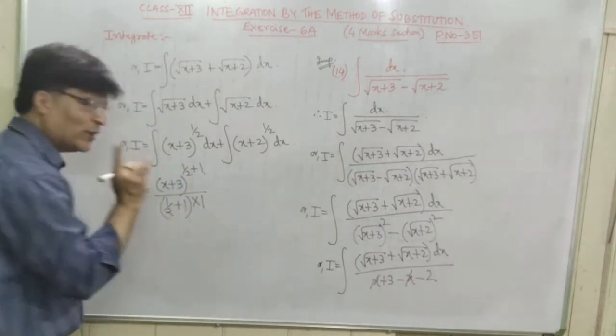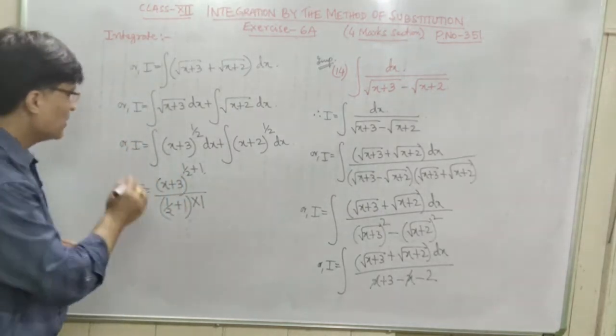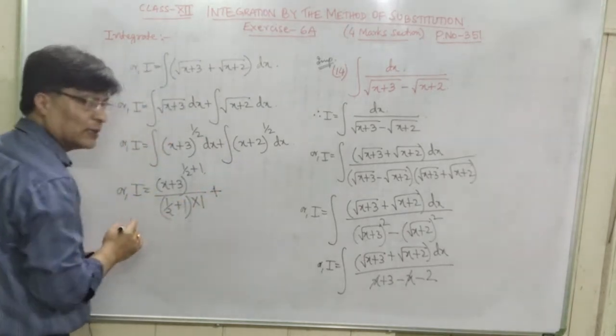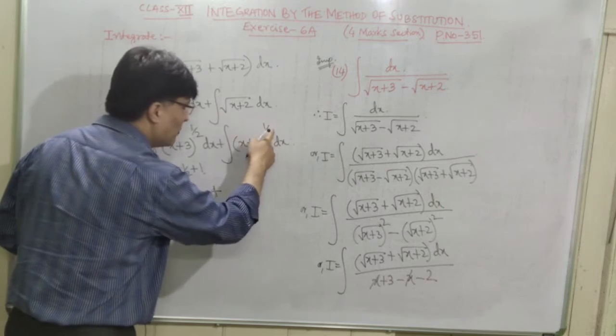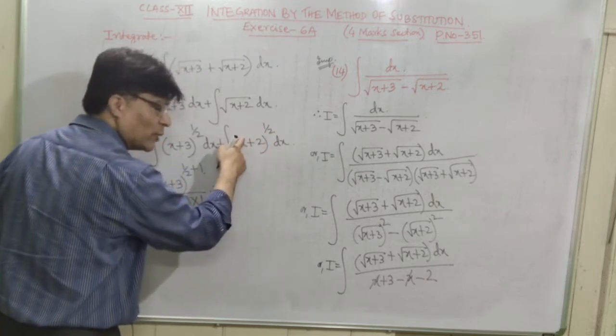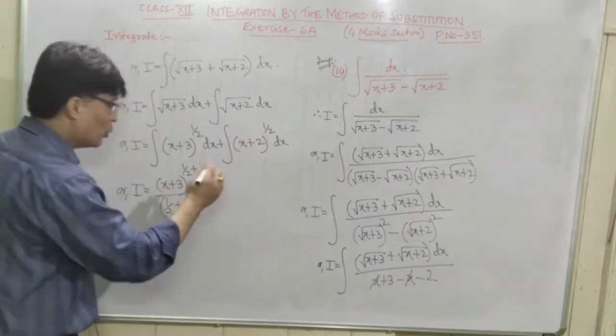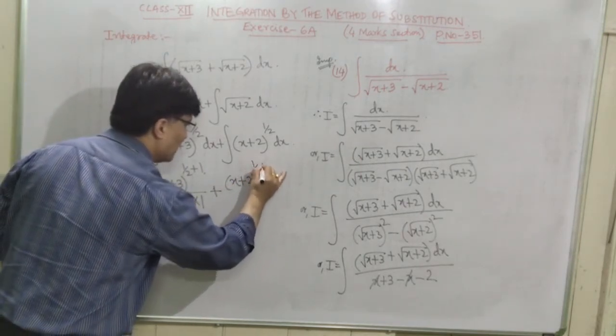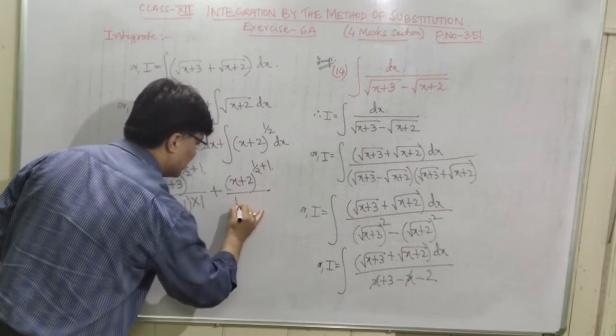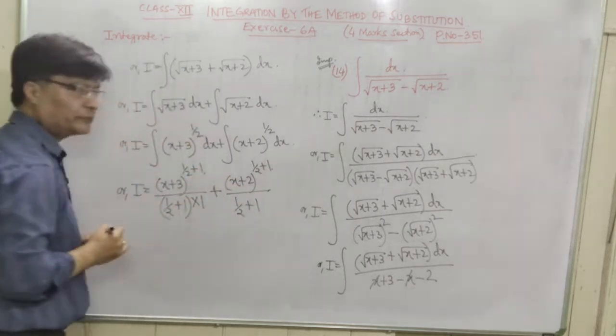Since this is 1, actually you don't have to write it. Okay? Similarly, plus, what is the integration of (x plus 2) whole to the power half? Within the whole to the power half, there is x. Here the power of x is 1. We can take it as x. So what is this integration? It is (x plus 2) whole to the power half plus 1, divided by half plus 1.